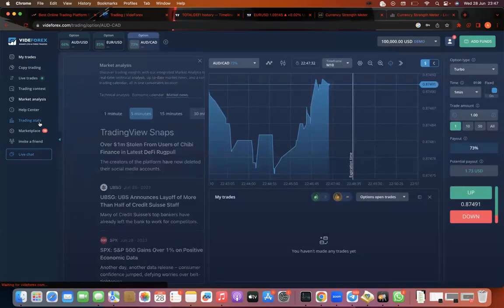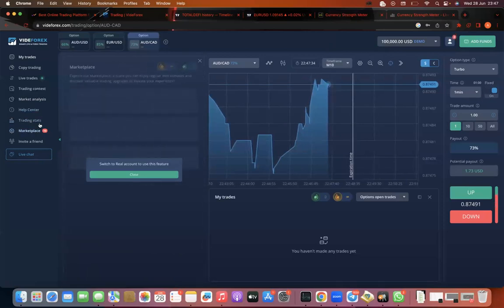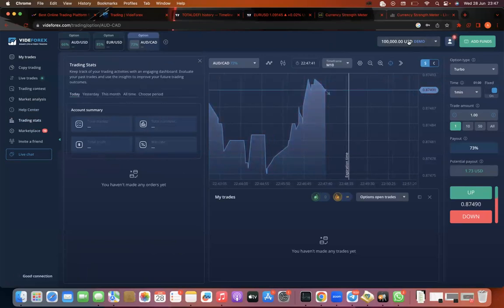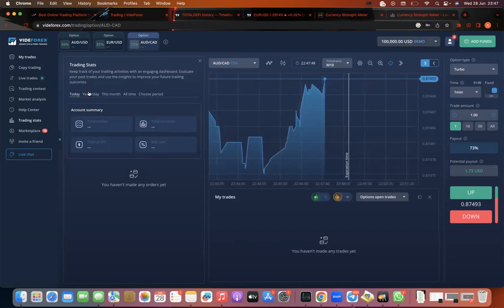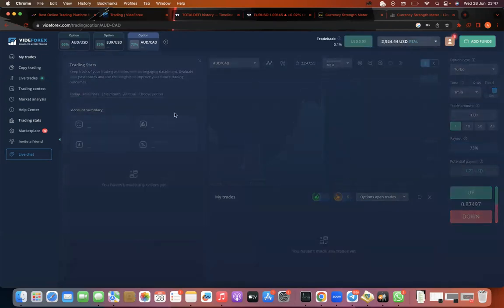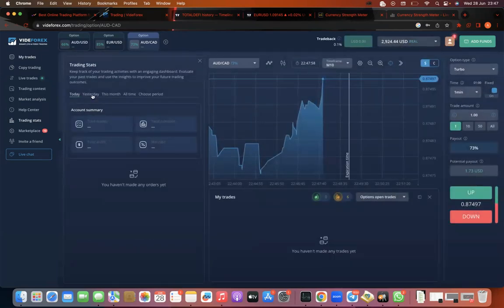If you look on trading stats, it's going to show you all the trades you have taken on that particular account. Say I just opened a demo account. You can see it shows you the total number of trades you've taken, your total turnover, your win rate, your total profits. You can check for today, for yesterday, for this month, for all time, and for a specified period, for as long as you want to pick. Today I've not taken any trade on this particular account.